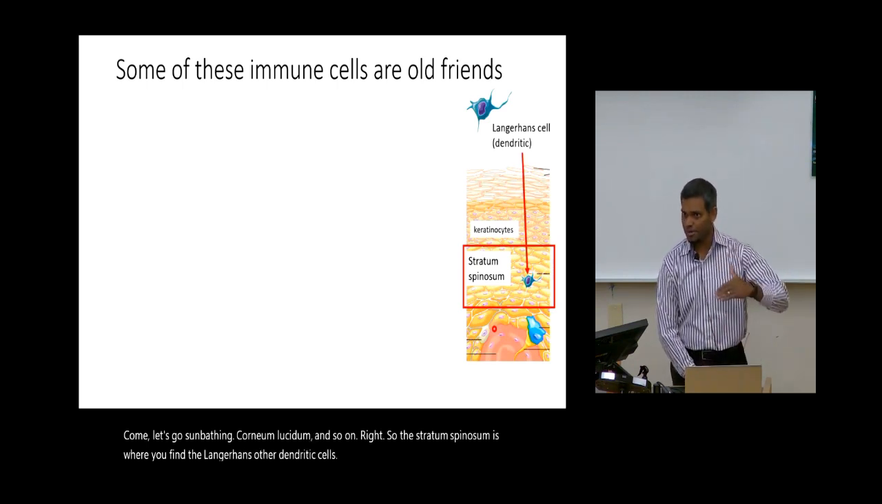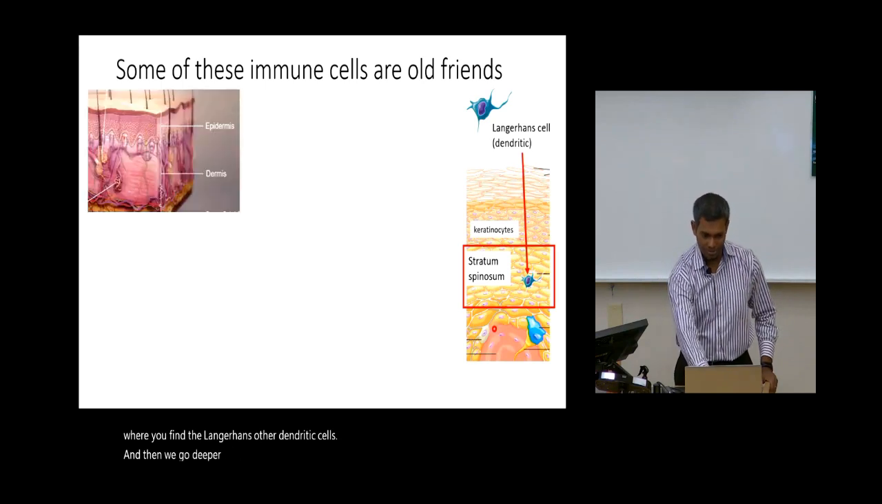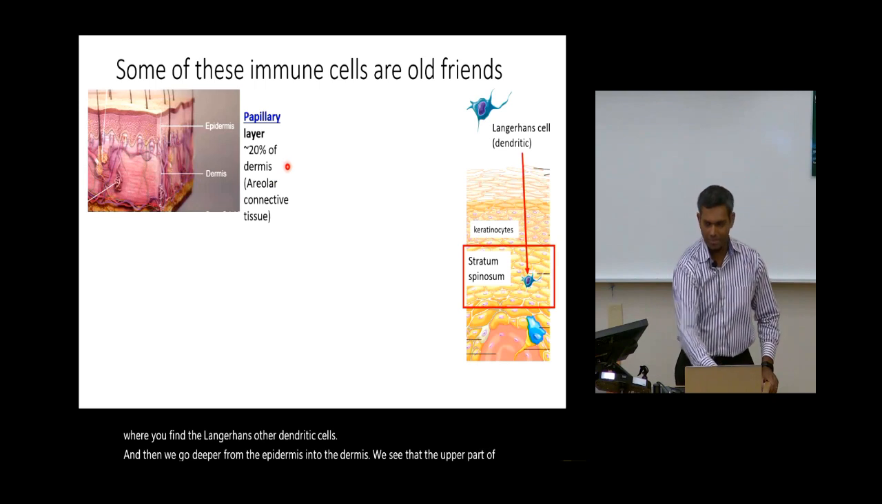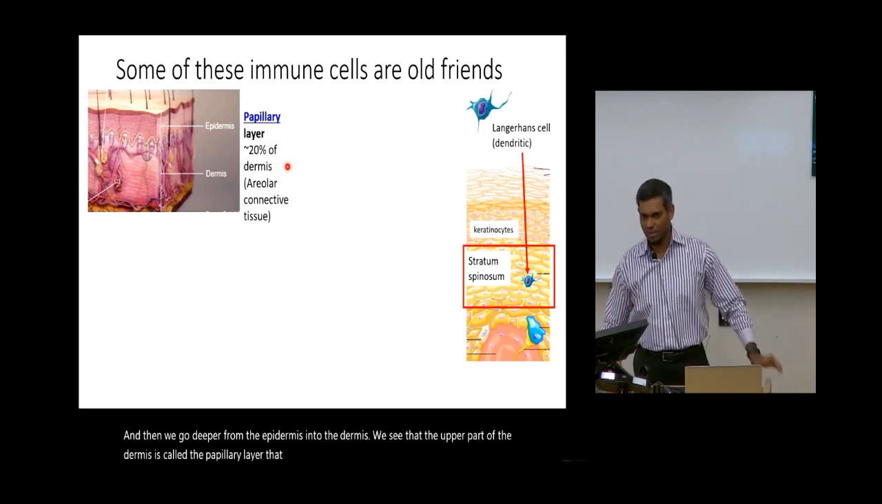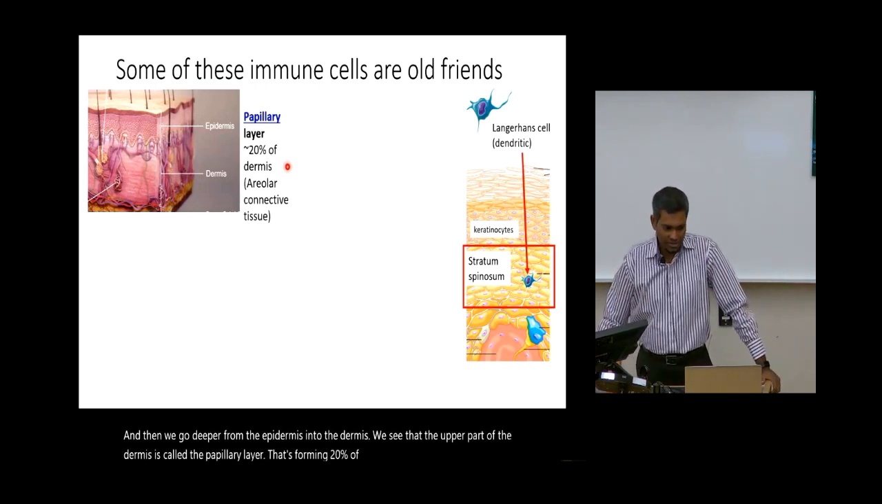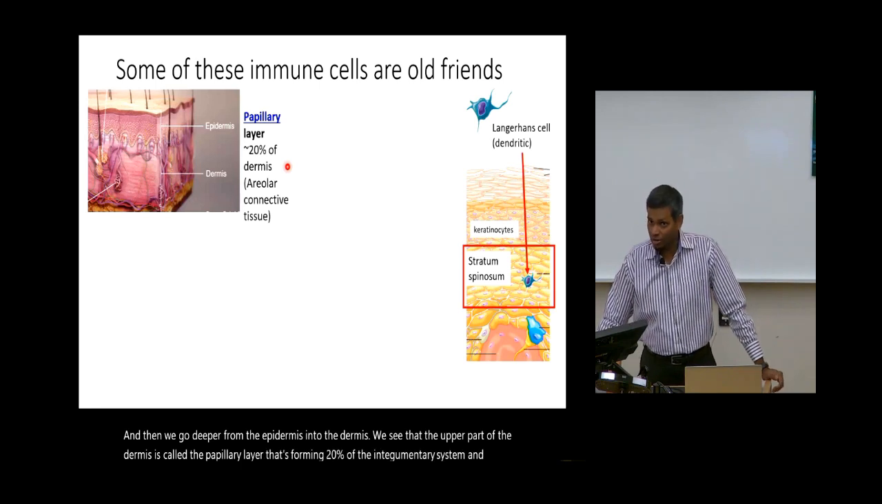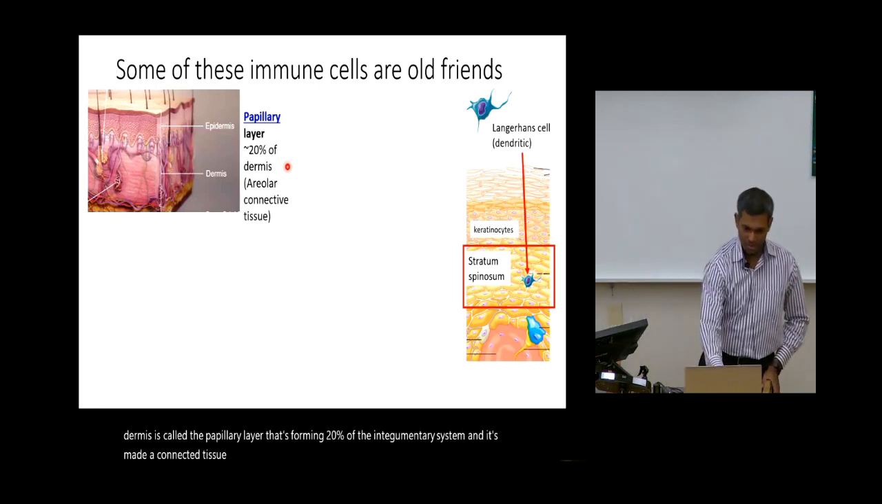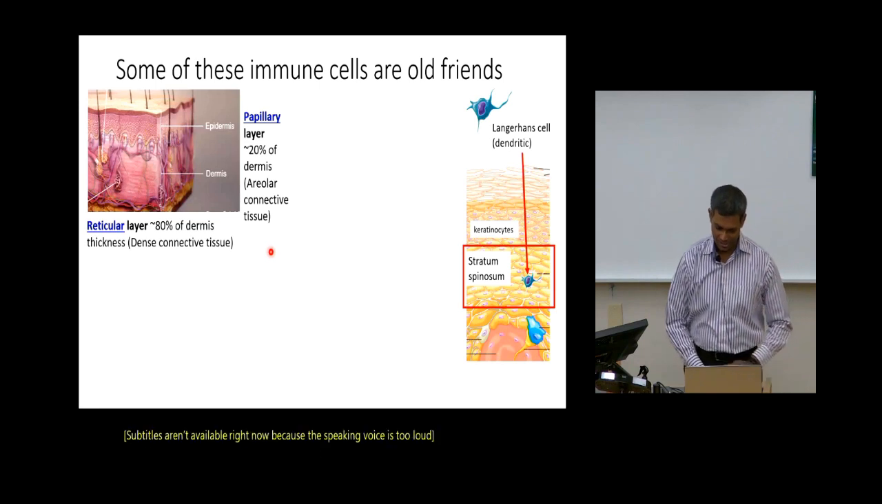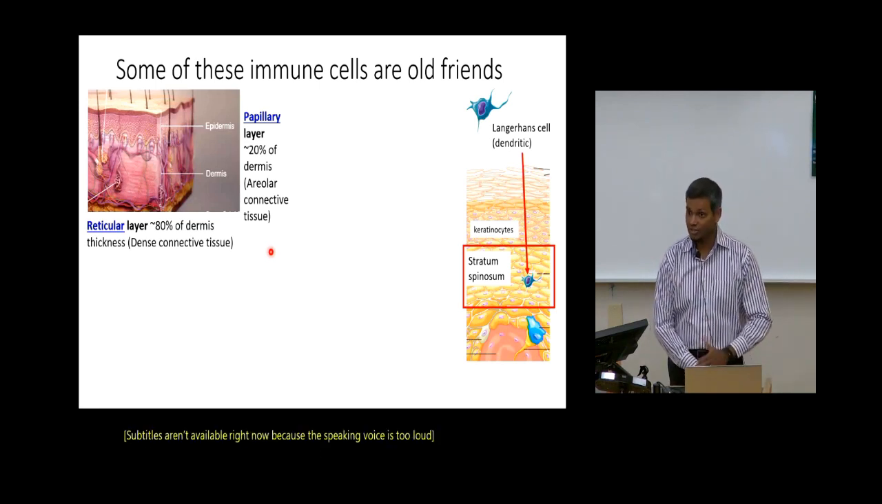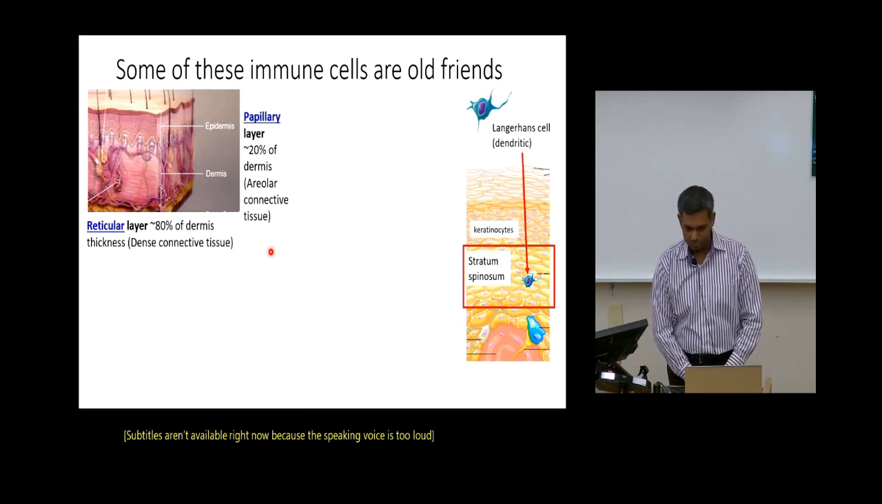And then when you go deeper from the epidermis into the dermis, we see that the upper part of the dermis is called the papillary layer. That's forming 20% of the dermis, and it's made up of areolar connective tissue. But the remaining 80% of the dermis is called the reticular layer, and it's made up of dense irregular connective tissue.